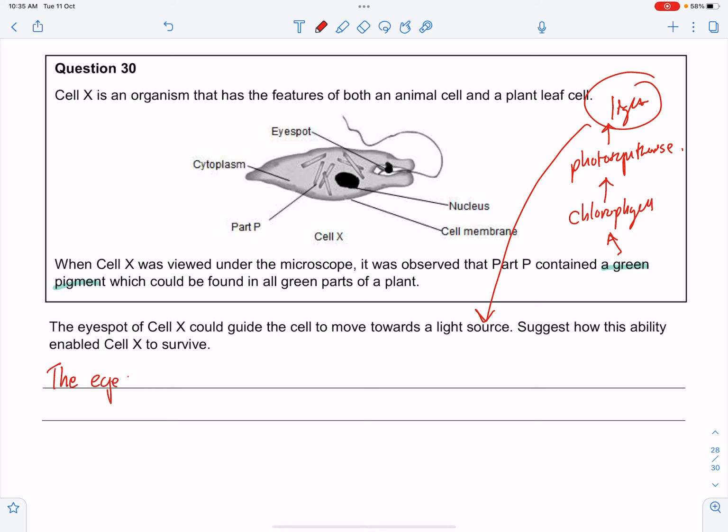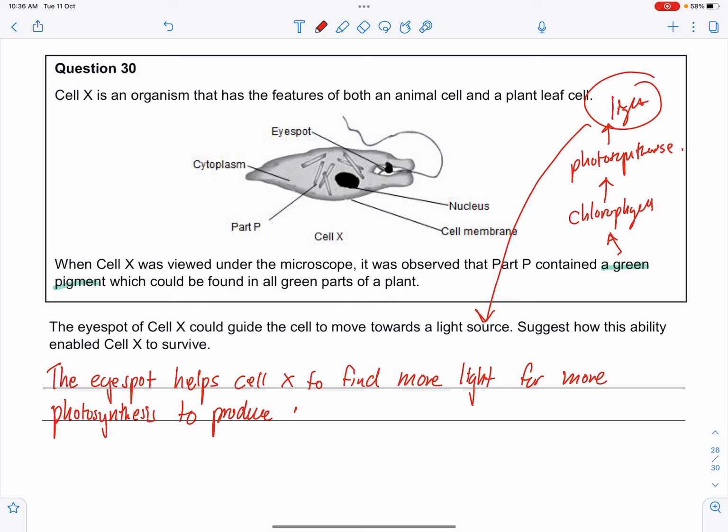Okay? So the eye spot helps cell X to find more light for more photosynthesis, to produce more food for growth. Okay. Can you see how it's very nicely related? More light, more photosynthesis, more food, growth. Now, why not more growth? Because growth in itself is increasing in size already. You realize?